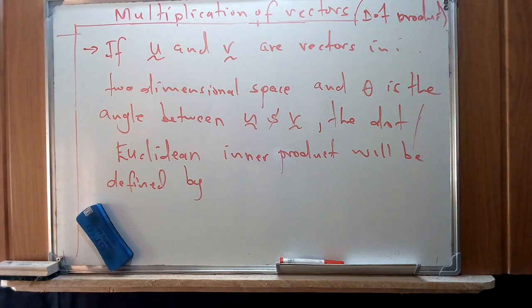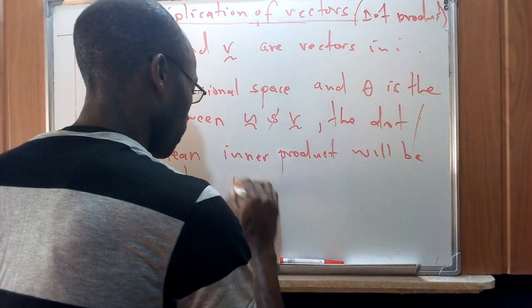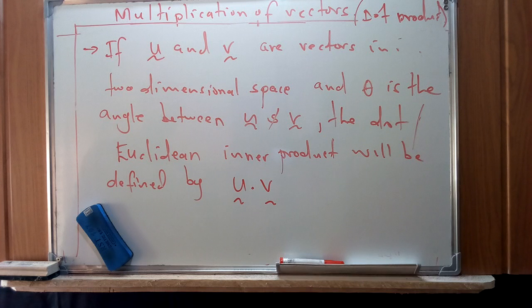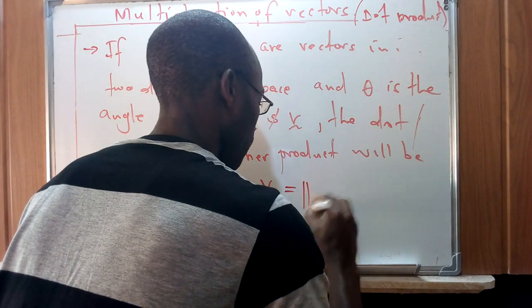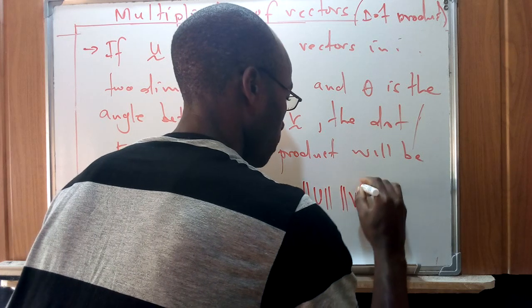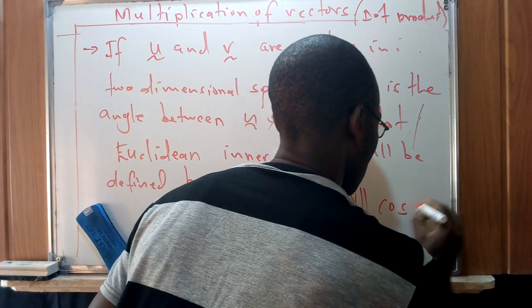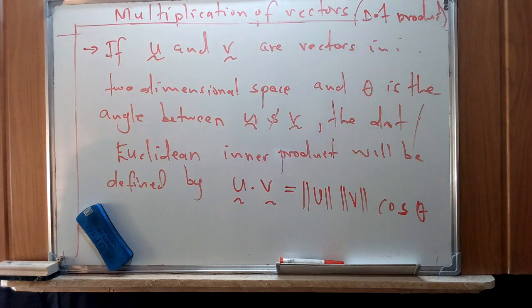Of course, in some of our videos we have mentioned the formula for finding the dot product of vectors and the cross product. So here we're going to mention this formula, from the statement stating that if U and V are vectors in two-dimensional space and theta is the angle between U and V, the dot or Euclidean inner product will be defined by U dot V equals the norm of U times the norm of V times the cosine of theta. Basically these two symbols represent the norm of vector U and the norm of vector V.